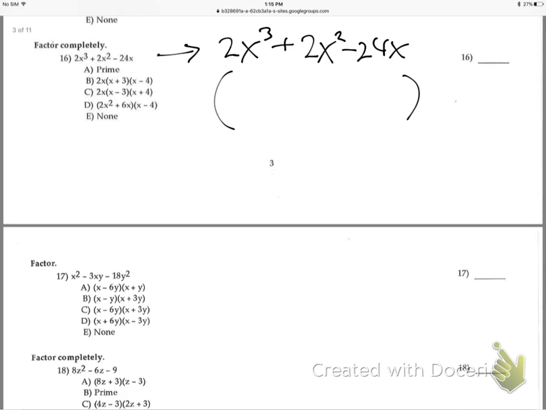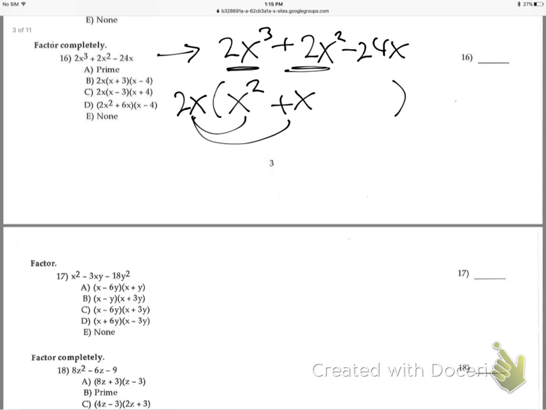So you do the one big parenthesis and you take out the 2x. Like that. Does that make sense? Take out the 2x, do the one big parenthesis. And then 2x times what goes back to 2x cubed? X squared. 2x times what goes back to 2x squared? x. 2x times what? Minus 12? Yeah, it goes back to minus 24x, huh? Good to there? Now we're not done, right?